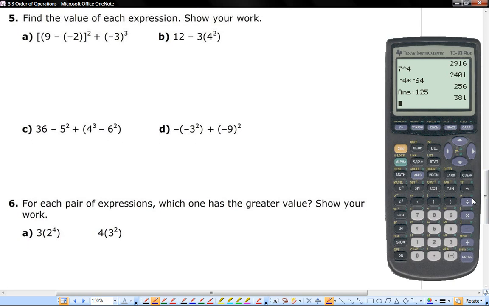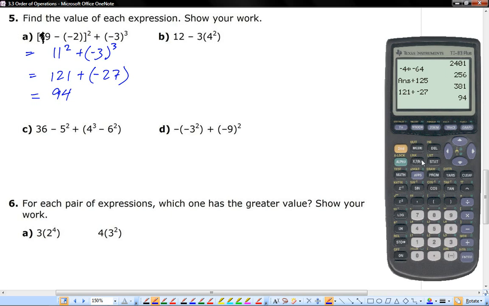Next, number 5, we're going to find the value of each expression, showing our work along the way. So again, we've got some work to do inside the brackets now. If you could do me a favor and just scratch out that extra brackets there, it should not be there. That was a mistake, a little typo. Doing 9 subtract negative 2, well that's like adding positive 2, so that gives me 11 squared, plus I've got negative 3 that I'm going to be cubing. 11 squared is 121. Negative 3 cubed is negative 27. And now when I add these two together, I've got 121, and I'm adding negative 27, and that gives me 94.